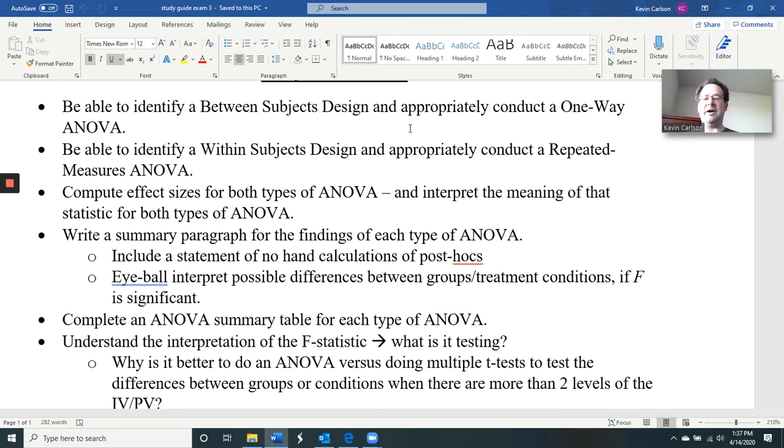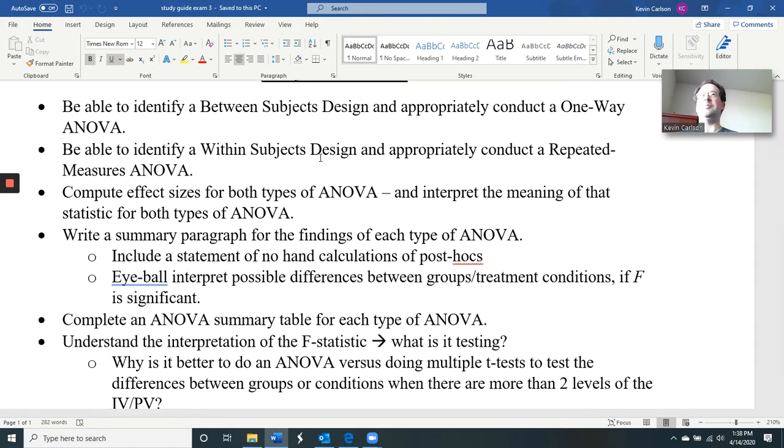They only get measured once on a dependent variable because they only see one color. They get measured once on the DV. And if you identify a study for this exam as between subjects, then you do a one-way ANOVA. Relatedly, if you are identifying something as within subjects, you'll do a repeated measures ANOVA.